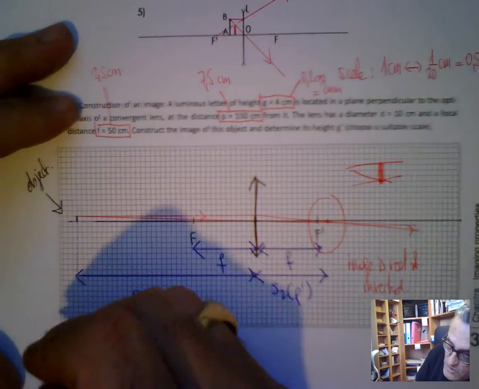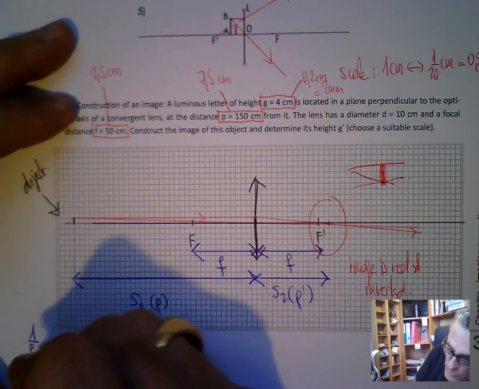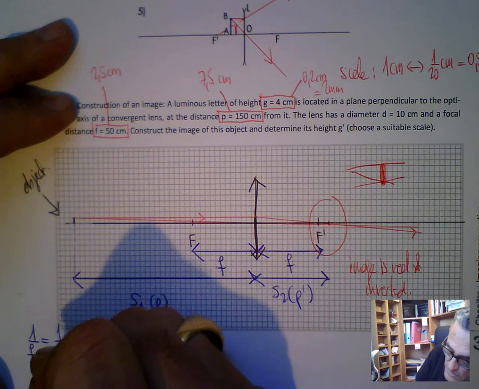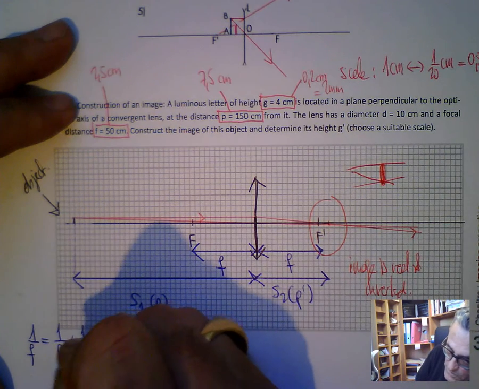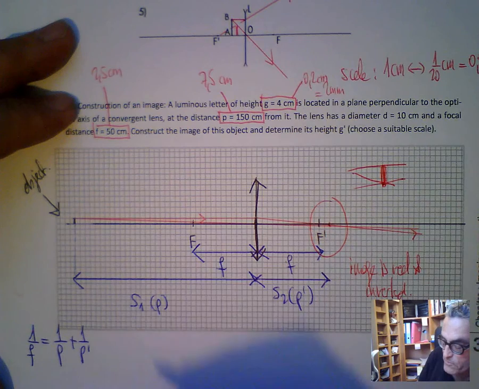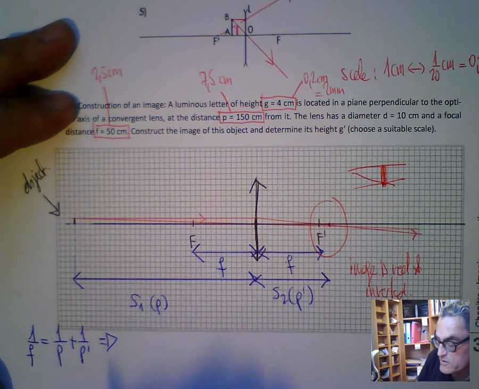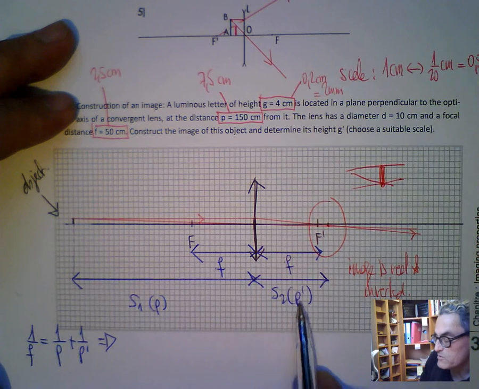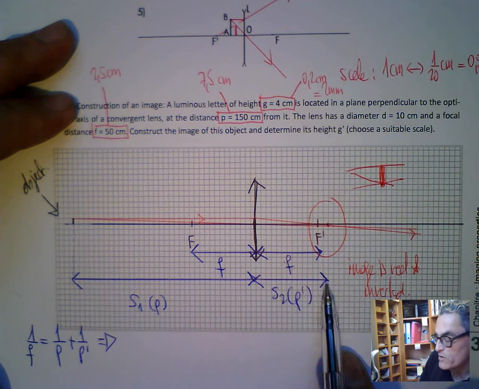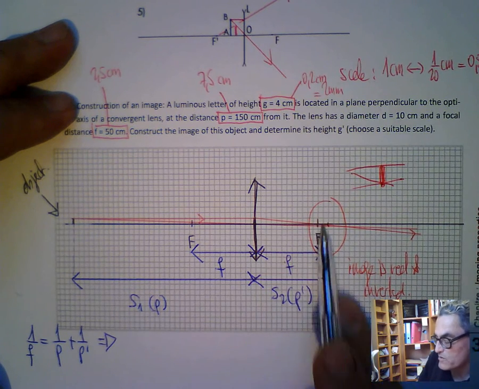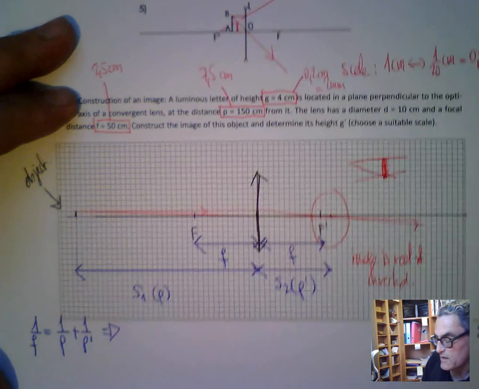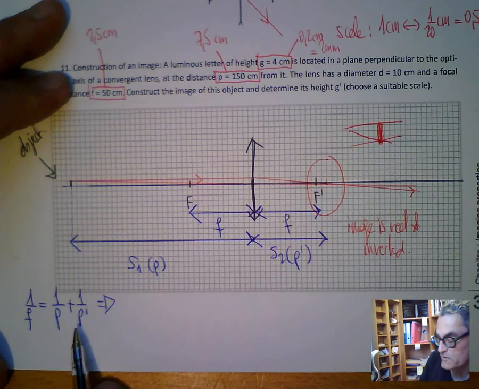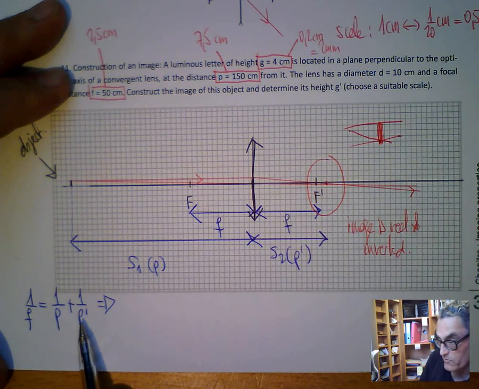And now we have this law of lenses, which I'm going to restate here: 1 over f is 1 over p plus 1 over p prime. Can you, with this law of lenses, compute the distance p prime, the distance between the image and the lens? How would you do that? Okay, you have this relationship. You need to extract p prime from that. How would you do that?